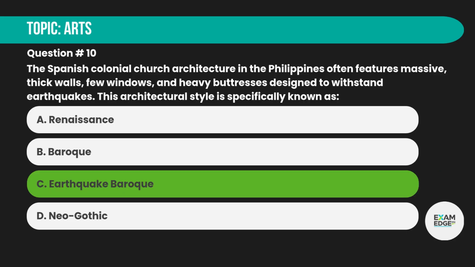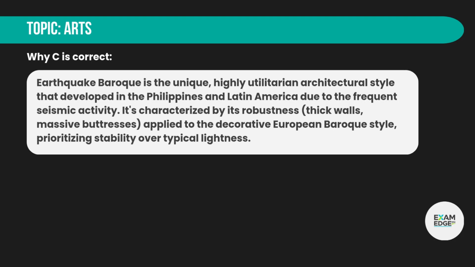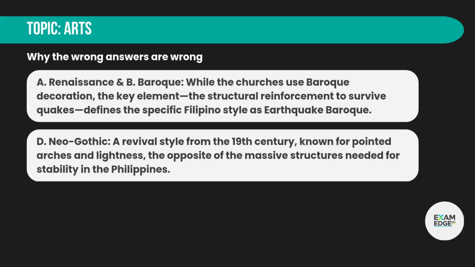Correct answer: C. Earthquake Baroque. Why C is correct? Earthquake Baroque is the unique, highly utilitarian architectural style that developed in the Philippines and Latin America due to the frequent seismic activity. It's characterized by its robustness, thick walls, and massive buttresses, applied to the decorative European Baroque style, prioritizing stability over typical lightness. Why the wrong answers are wrong?